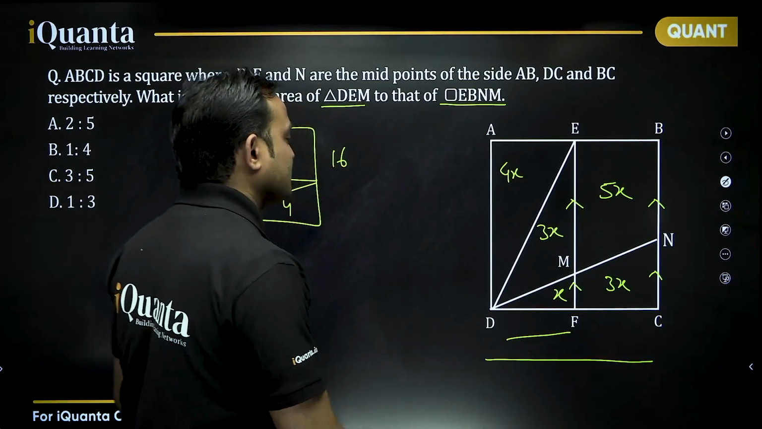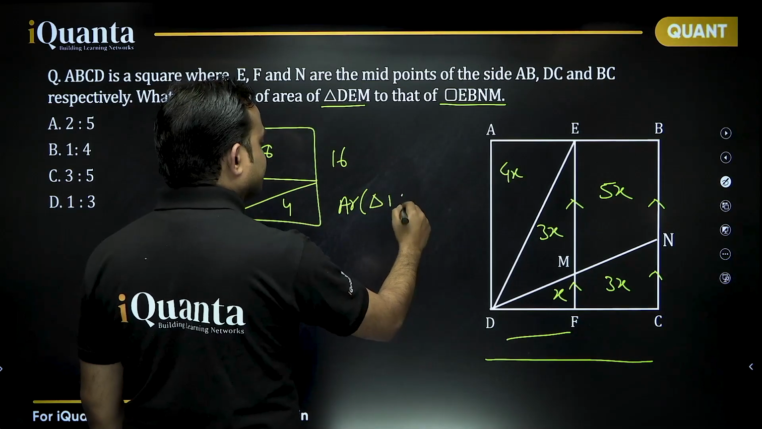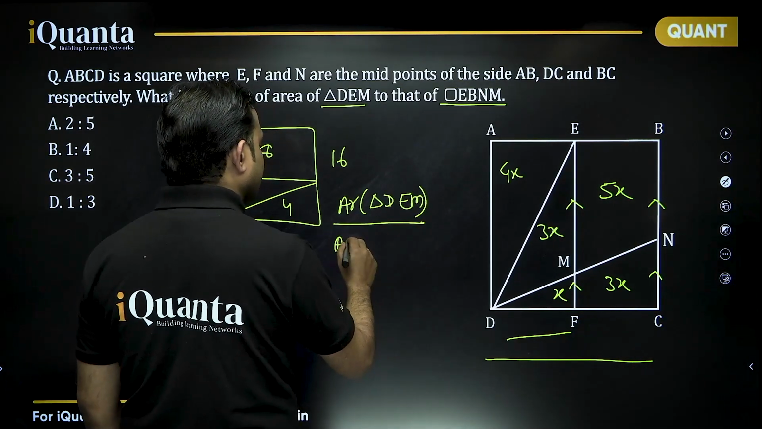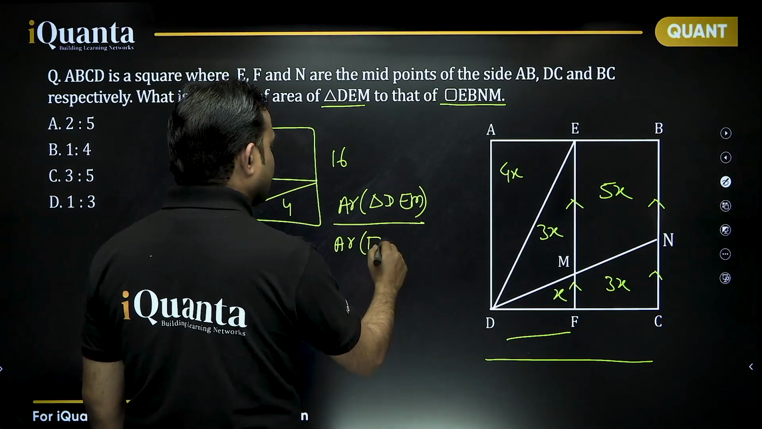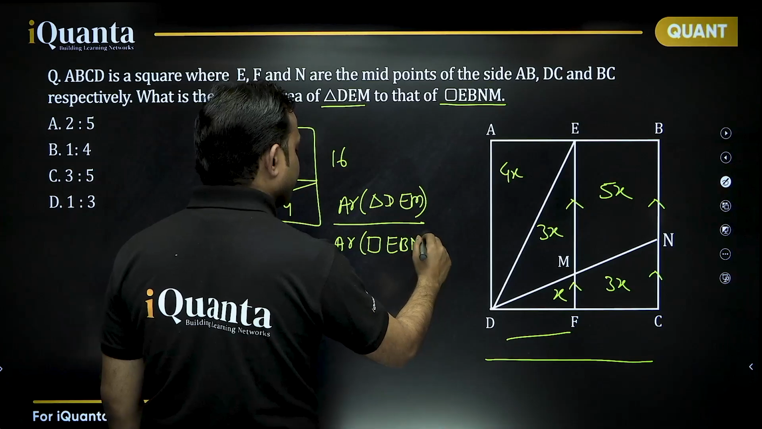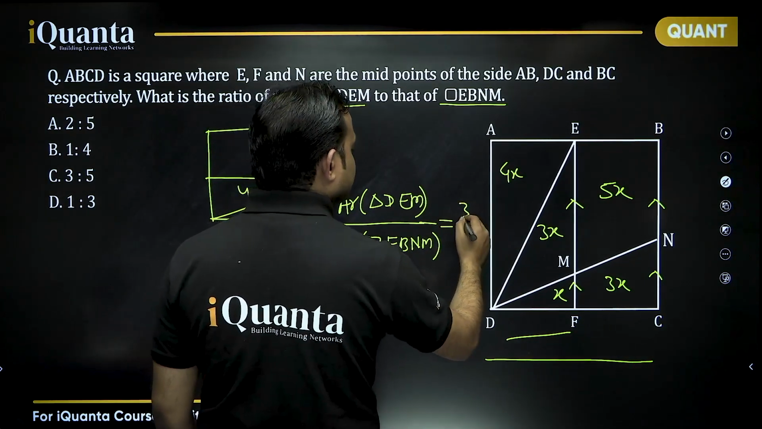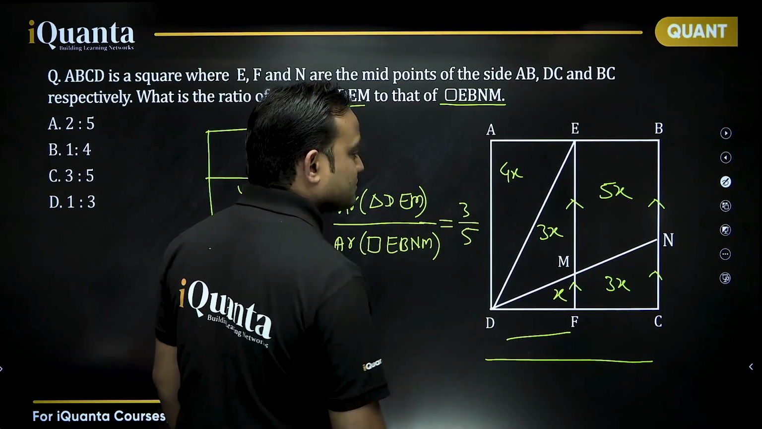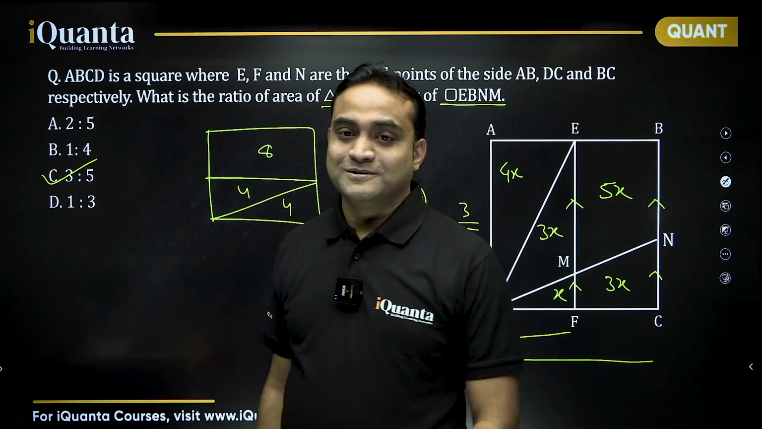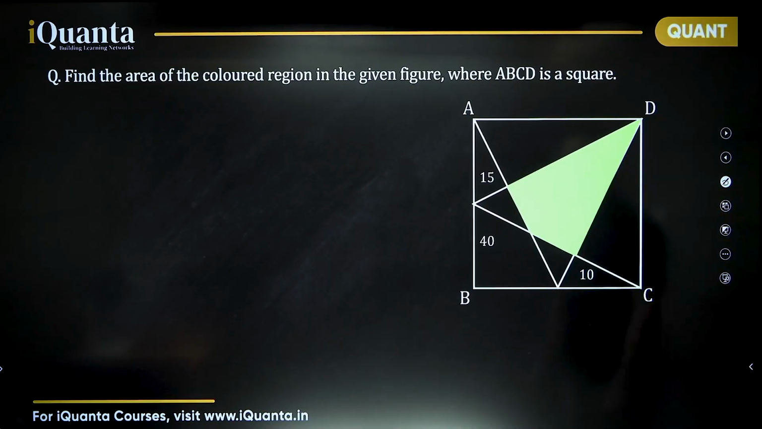So what do we want? We want area of triangle DEM to the area of quadrilateral EBNM. So that will give us 3x by 5x, which is nothing but 3 upon 5. And that's our answer, option C. Really good question based on similarity and square.